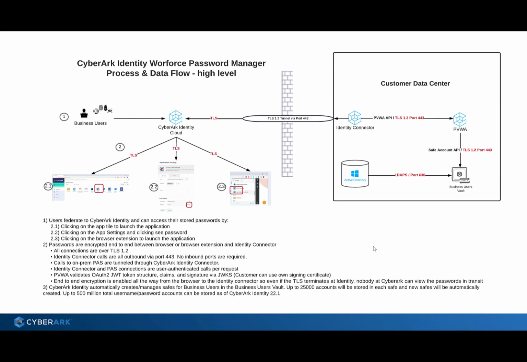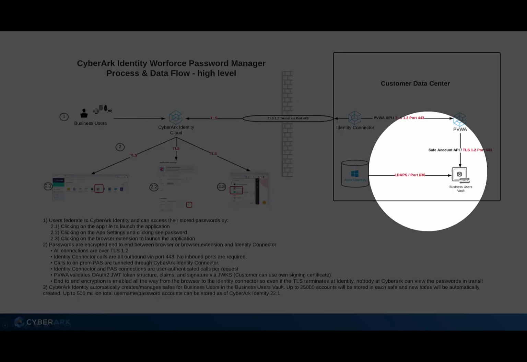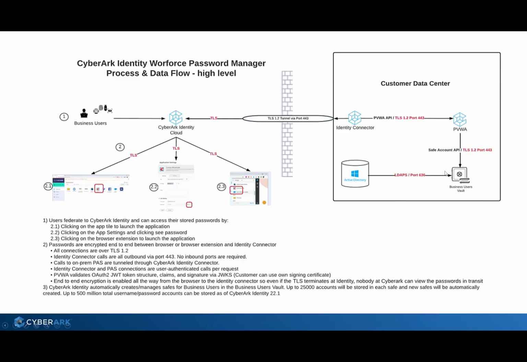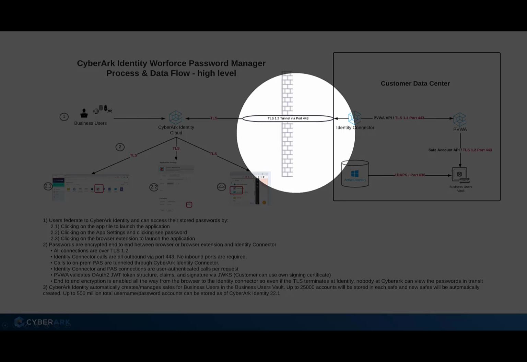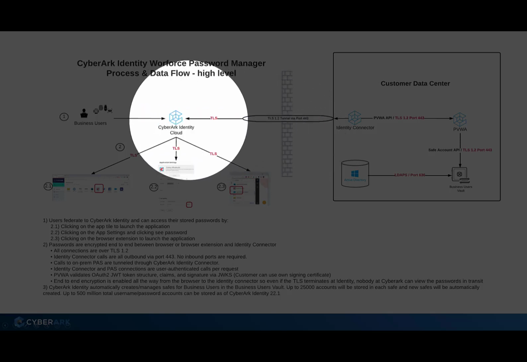For those customers who have an on-premise customer data center with a CyberArk self-hosted vault deployed, they have the option to have these credentials stored within that particular vault. The way this works is that we deploy the CyberArk Identity Connector, a standalone agent, within the customer's data center. It opens up a TLS 1.2 tunnel via port 443, so no outbound connections need to be opened up except for this one. And this connects to CyberArk Identity Cloud.